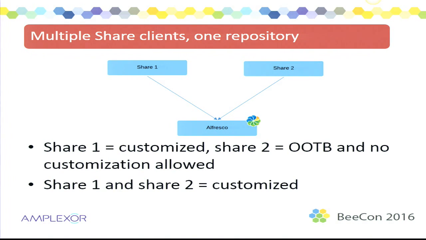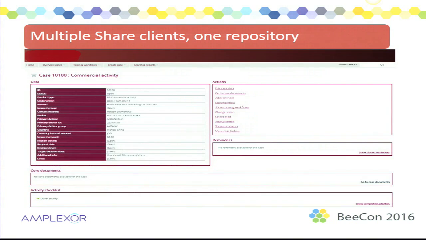Now why do we need to split Share? Why can't we just use the same Share for out-of-the-box functionalities and for the customized application? Well, if you're implementing something like a case management system, this is a screenshot of a project we did last year. You see that customization can be quite heavy, large and complex. So it might just be too difficult to incorporate the out-of-the-box functionalities and the customized functionalities within the same Share.